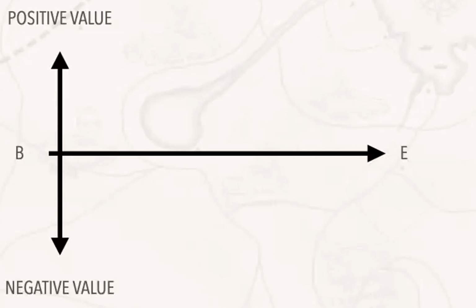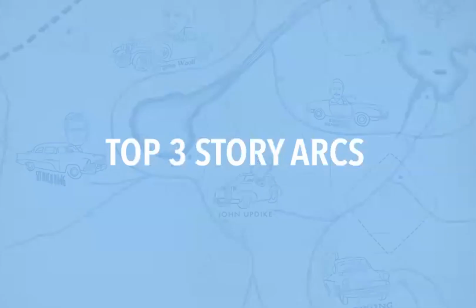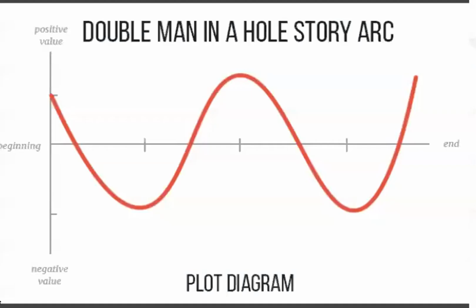But I do want to talk to you about the top 3 story arcs, because these are the story shapes of so many best-selling books. Let's take a quick look at each of these, and then we'll look at some examples as well. The first arc that I want to talk about is called the Double Man in a Hole story arc. This is the arc of so many bestsellers. Okay, it's actually the only best-selling arc that has a happy ending.